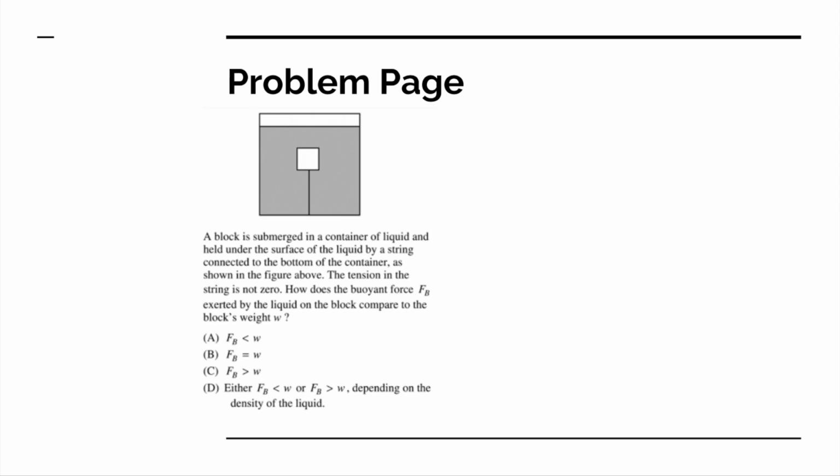A block is submerged in a container of liquid and held under the surface of the liquid by a string connected to the bottom of the container as shown in the figure above. Block, string, liquid. The tension in the string is not zero. How does the buoyant force compare to the block's weight?